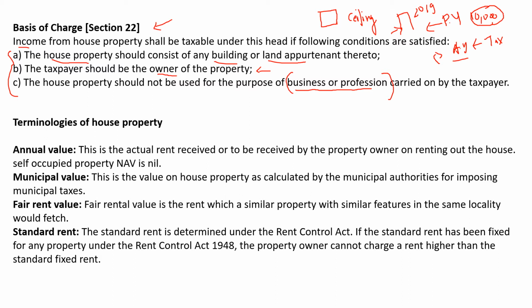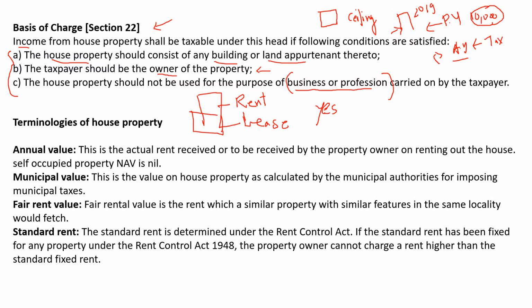Now let us see an example. I have taken a piece of land on lease from a person. Then I have constructed a building there and I am earning rent from this building. Will this income be considered as income from house property? The answer is yes, because only the land has been taken on lease. I am the owner of the building. The building and the land are appurtenant thereto, that means they are attached, and it is not for business or profession purpose. Then it will be considered as income from house property.